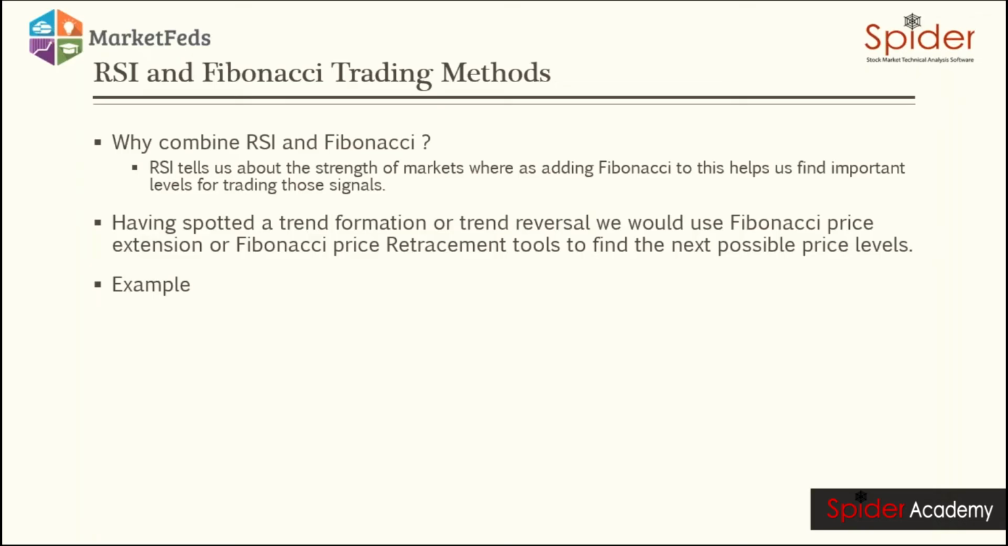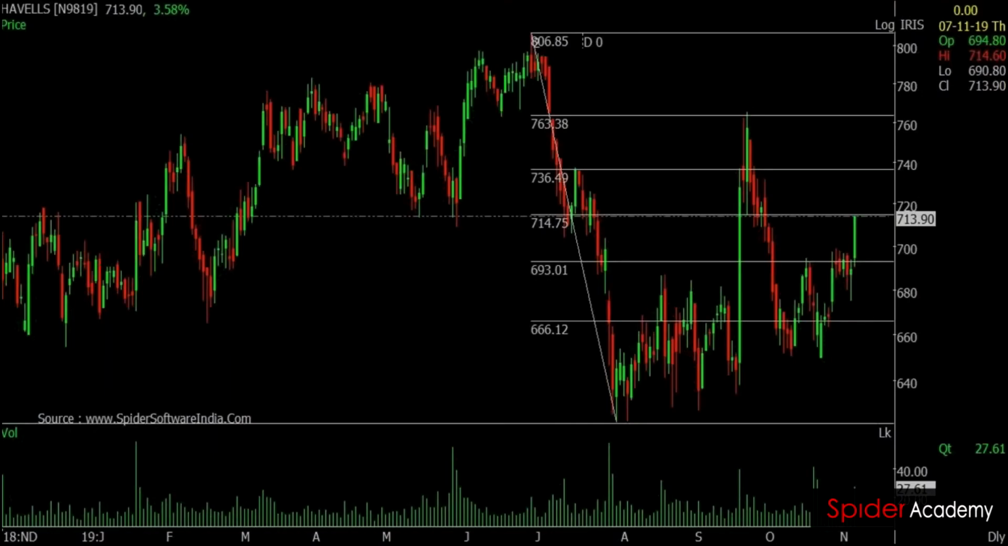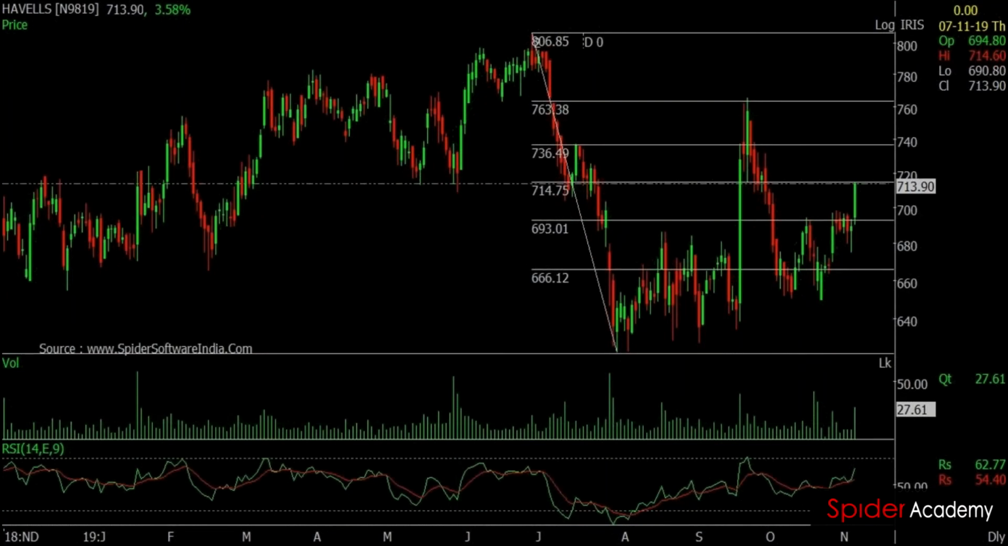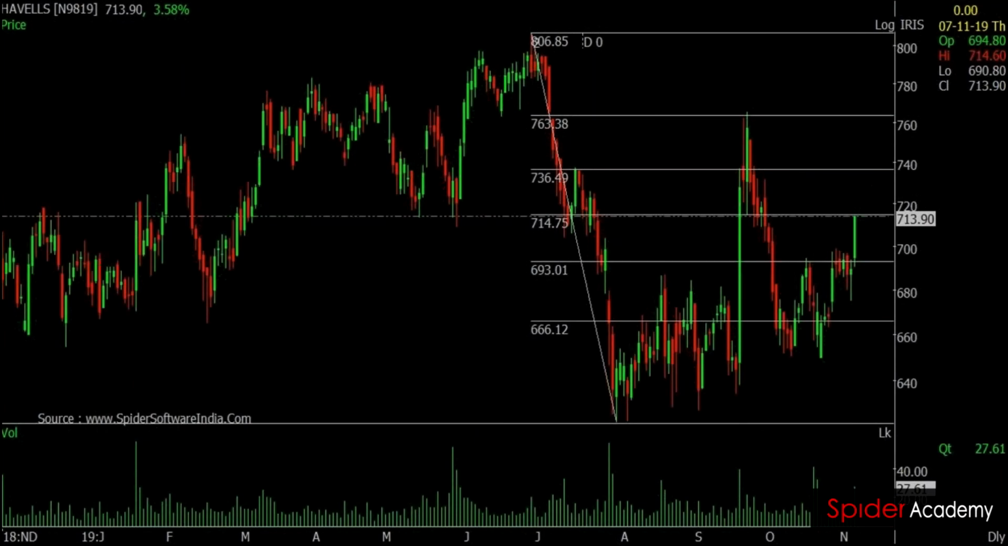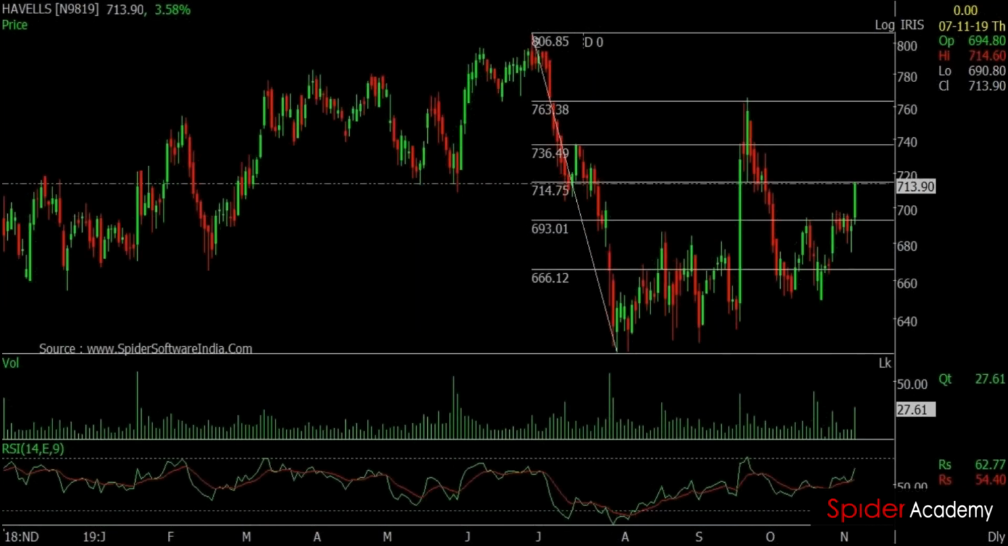I've taken an example of Havells, one of the stocks which helped me earn a good amount based on these indicators. We saw after the consolidation a downward trend and a reversal which has happened. So we knew that a downward trend is in place. Now, based on only Fibonacci, we will not be able to understand when the reversal is coming in. We add RSI to the same. Earlier, I had not added RSI. Now I have put RSI into this.